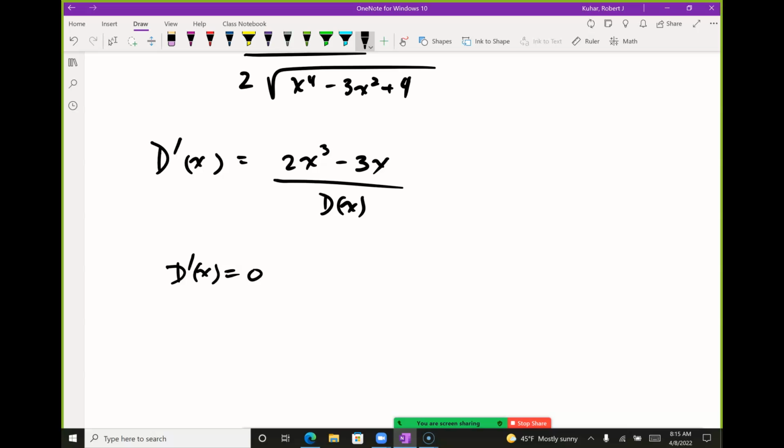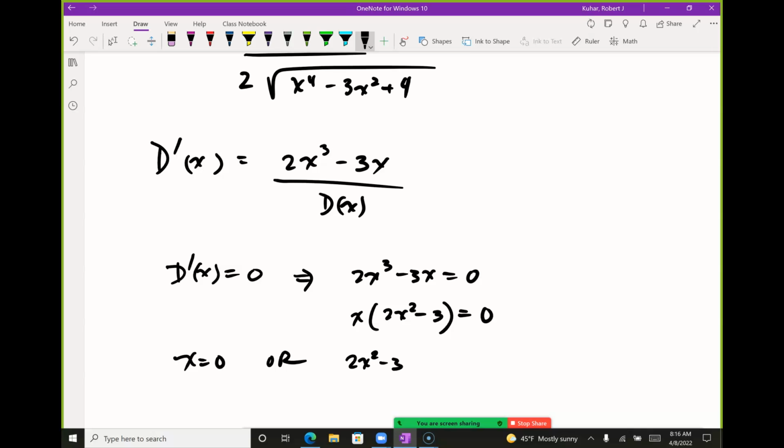From the upstairs, I get 2x cubed minus 3x equals 0, or x times 2x squared minus 3 equals 0. So I get x equals 0. That's the one I think is kind of strange. The ones in the numerator are like horizontal ones, and the ones in the denominator are like vertical ones. So I also get 2x squared minus 3 equals 0, which gives me x equals plus or minus square root of 3/2.